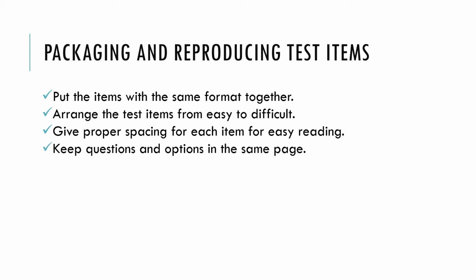The next one is keep questions and options in the same page. This is also very technical. Make sure that the contents of that particular item are in the same page. So for example, questions 1, 2, 3, 4, 5, 6, 7, 8, 9. You have question number 9. The question is on the first page, and then A, B are still on the first page, but C, D are on the back or the other page, and that is very wrong.